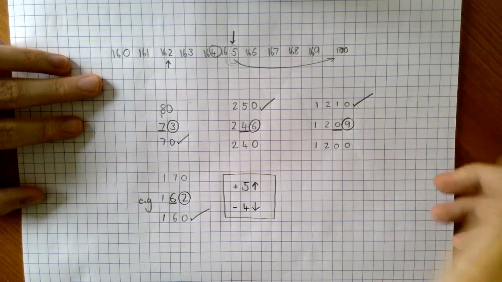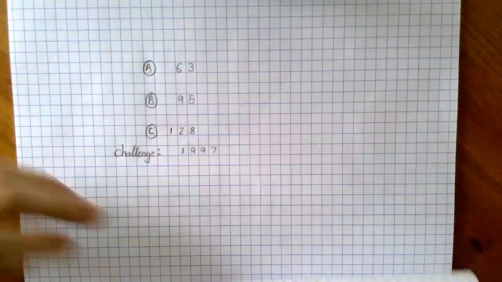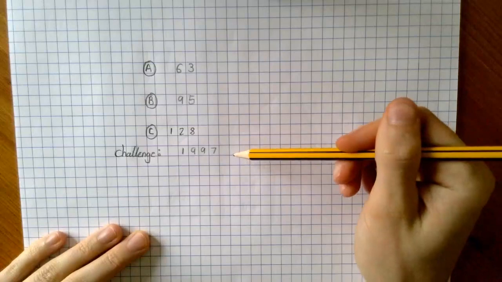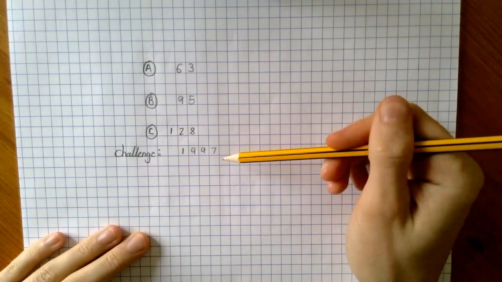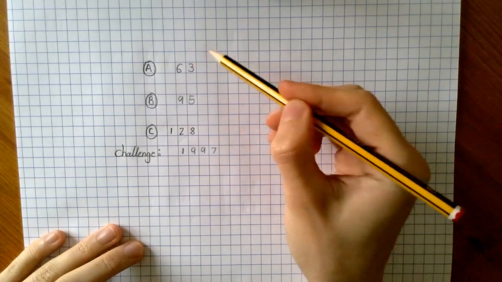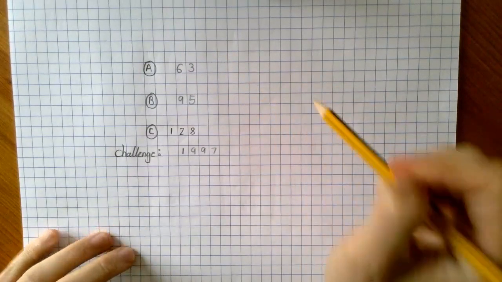So what I'd like you to do is have a go at those 3 questions, and there's a challenge underneath, so there are actually 4 questions. Make sure you copy them out, write your 2 answers, and then tick the correct one. So pause the video, have a go, and then we'll go through some answers.